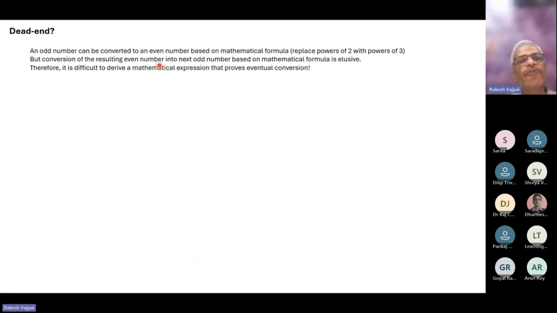And the dead end was because of this, that I can easily convert an odd number into an even number. But which odd number that even number will lead me to is not very clear. And this is not something which I can derive mathematically. And that is where there was a gap. I can go from an odd number to the even, but I can't go to the next odd number. And therefore, the cycle breaks. And this was a dead end, and therefore deriving the conversion was looking like a problem.